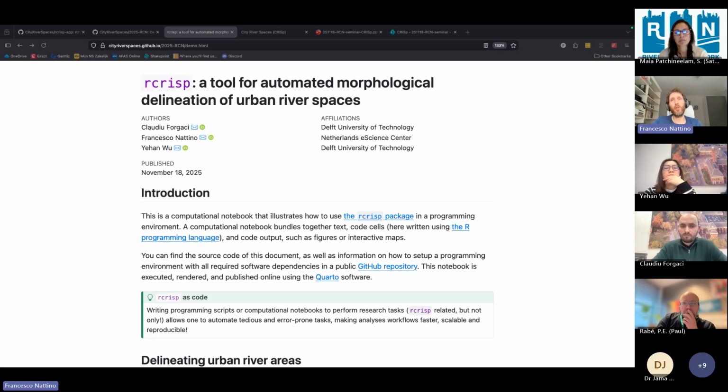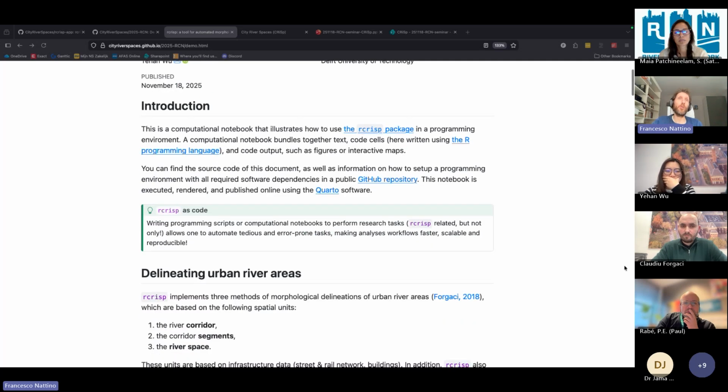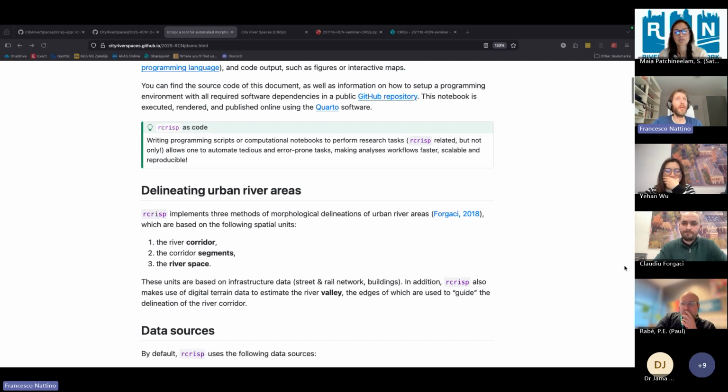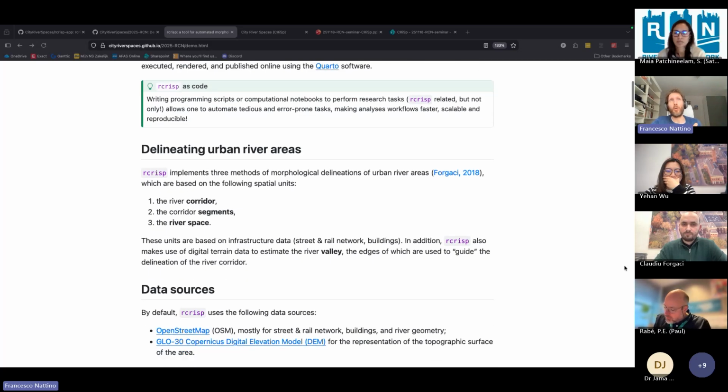And so this notebook shows how to use Rcrisp. And in general, it will show how to use it to delineate urban river spaces. So Claudiu already introduced the concept of delineations. So Rcrisp can delineate urban river areas on the basis of three main spatial units: the river corridor, the corridor segments, and the river space.